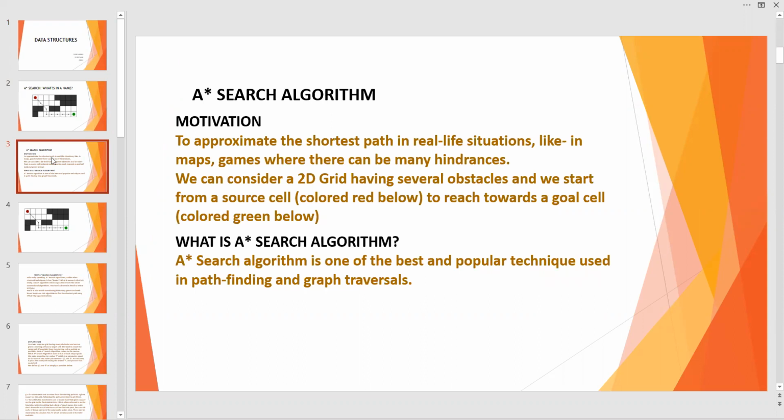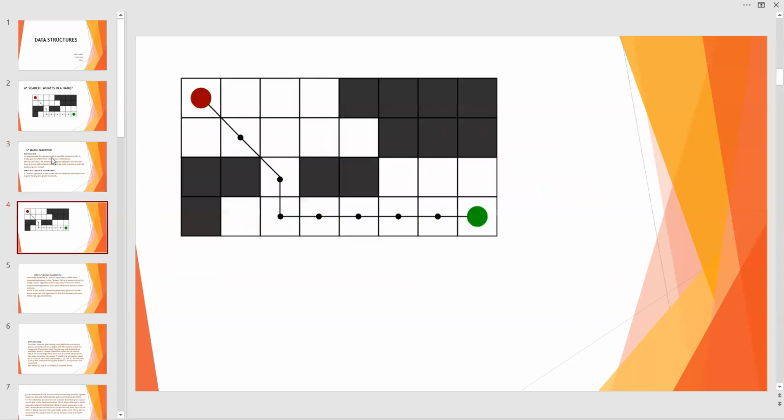A* search algorithm. Motivation: to approximate the shortest path in real life situations like in maps and games, where there can be many hindrances. We can consider a 2D grid having several obstacles, and we start from a source cell to reach a goal cell. What is the A* search algorithm? A* search algorithm is one of the best and most popular techniques used in pathfinding and graph traversals.